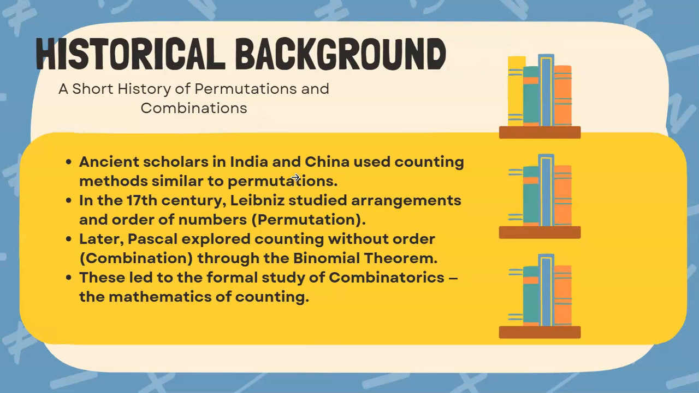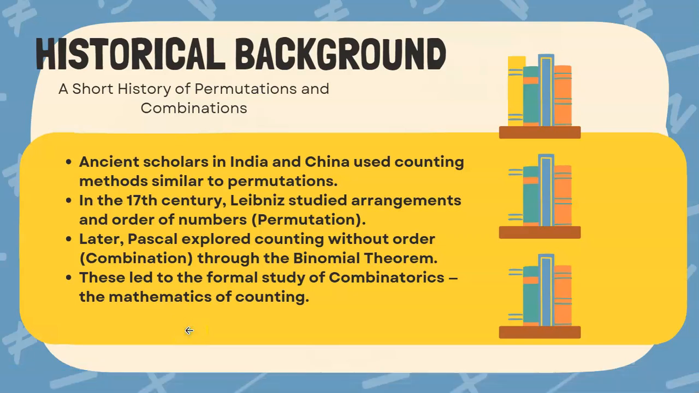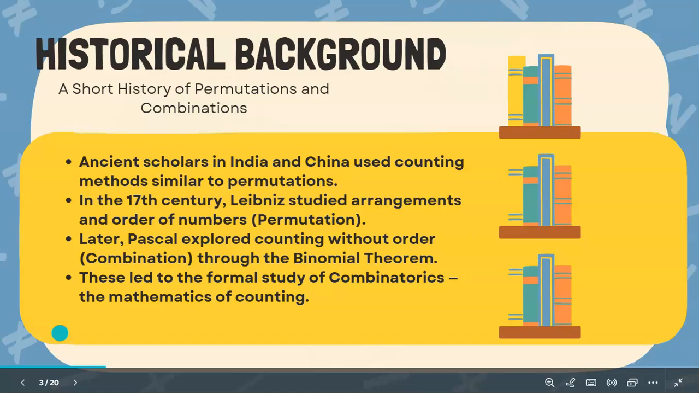And then in the 7th century, Leibniz studied arrangements and order of numbers, or what we call permutation. And then later, Pascal explored counting without order, or what we call combination, through the binomial theorem. I hope you have watched the video entitled Combinatorics in Binomial Theorem. So these led to the formal study of combinatorics, the mathematics of counting.